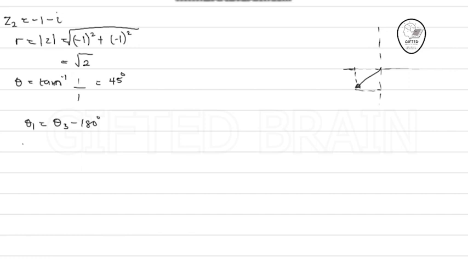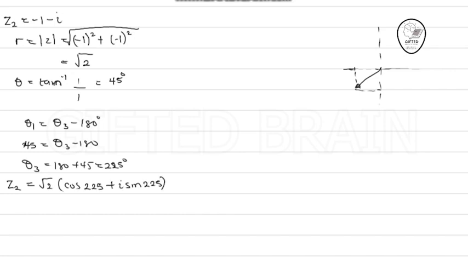So simply 45 is equal to theta 3 minus 180. And then we can say theta 3 is simply 180 plus 45, and that is 225. So we can now represent our complex number. Our Z2 is simply equal to the magnitude, root 2, multiplied by cos 225 plus I sine 225. So that's just that.